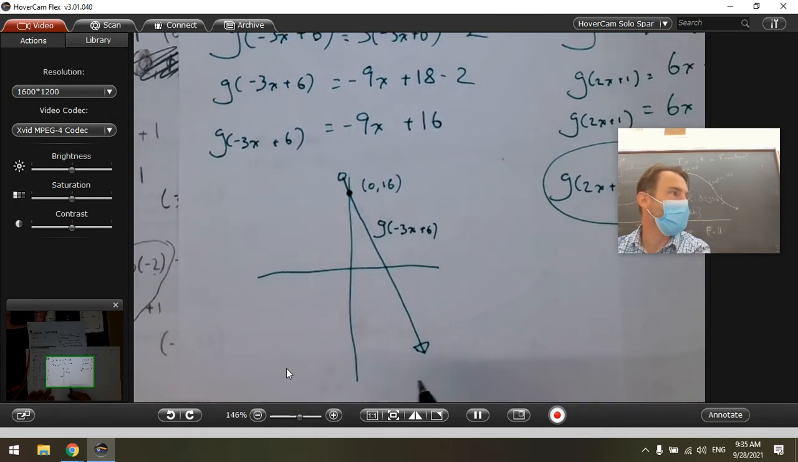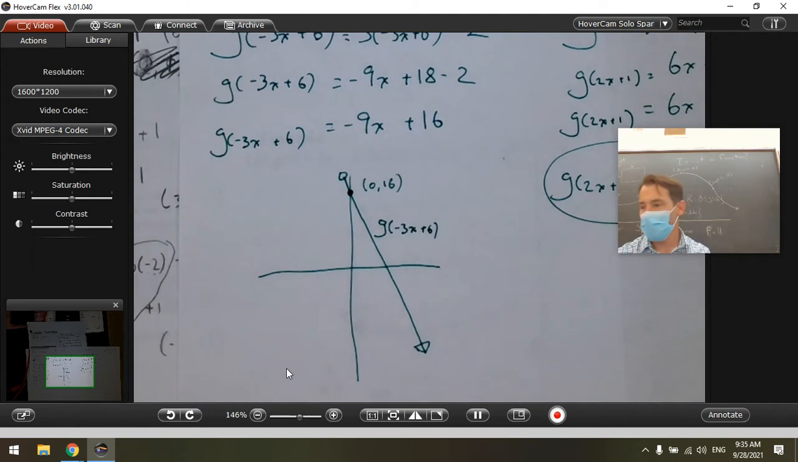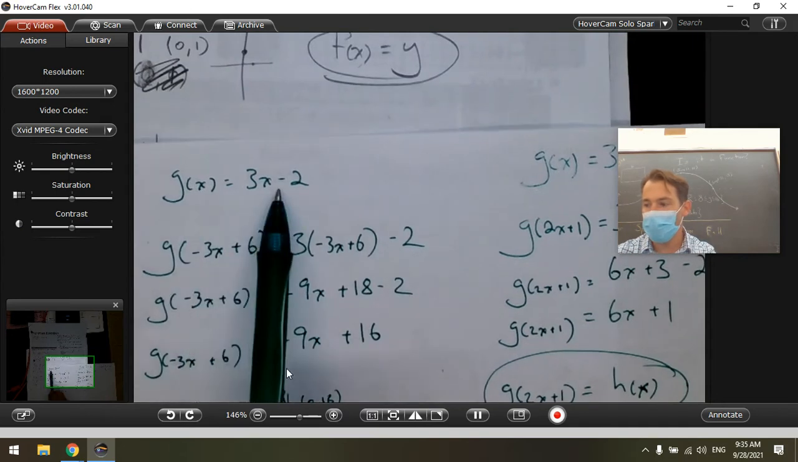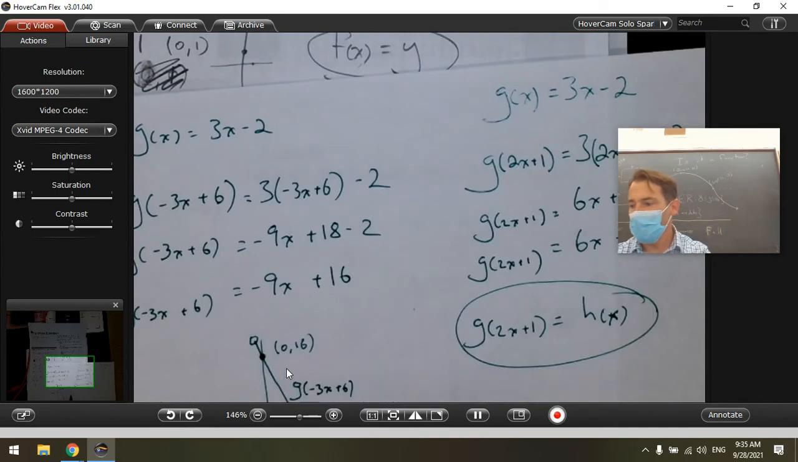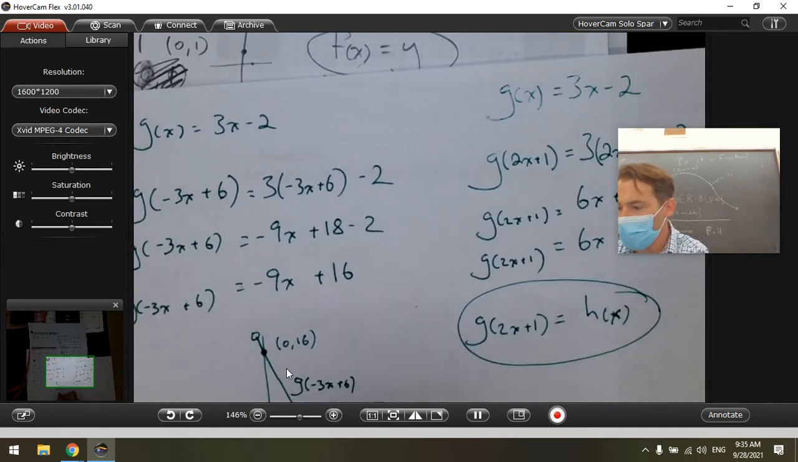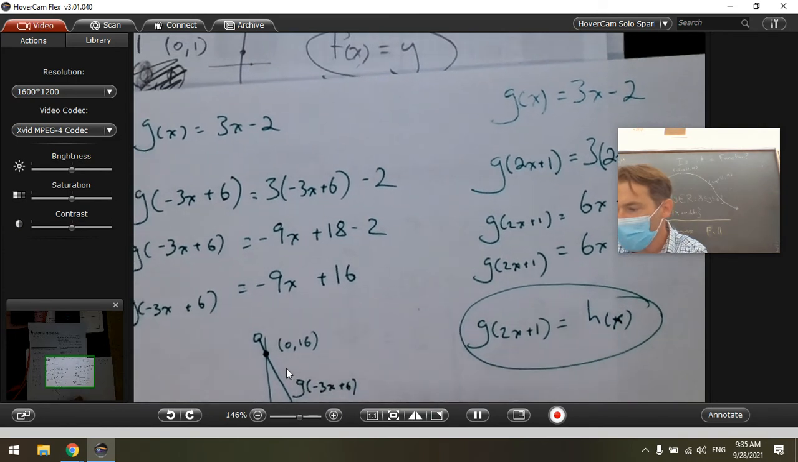But at that point, I'd probably rename that a new function. I would say g at negative 3x plus 6 is equal to h of x. And h of x is negative 9x plus 16. It is a new function. It's a different function than g of x, which was 3x minus 2. That was a line that went through here and had a slope of negative 3. That was g of x.